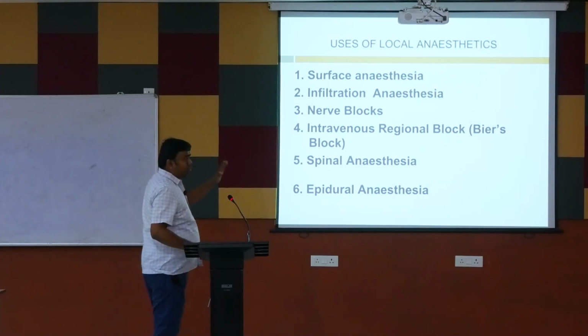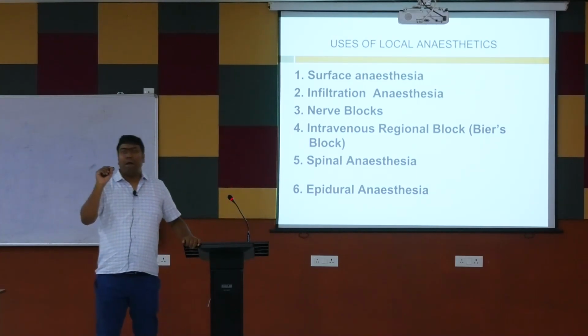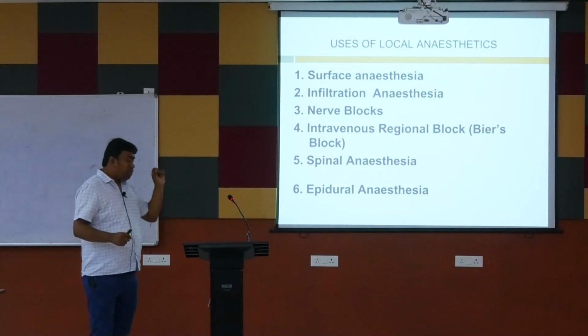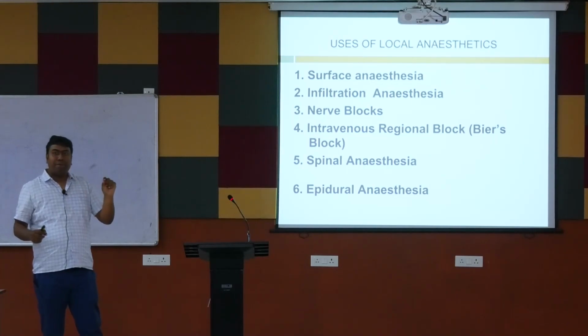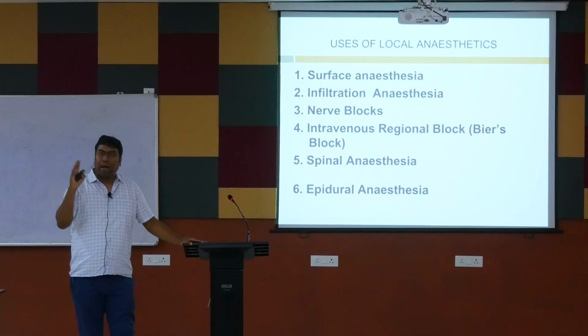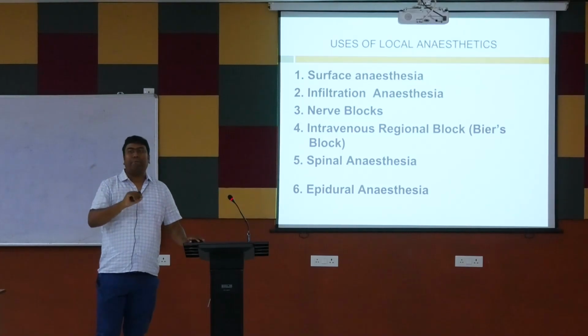Next is nerve block, blocking a specific nerve, used much more in orthopedics and some obstetrics. Sometimes this nerve is only a sensory nerve. Sometimes if we block a nerve involved in both sensory and motor function, they can also reduce the motor tone of the muscles supplied by that nerve.